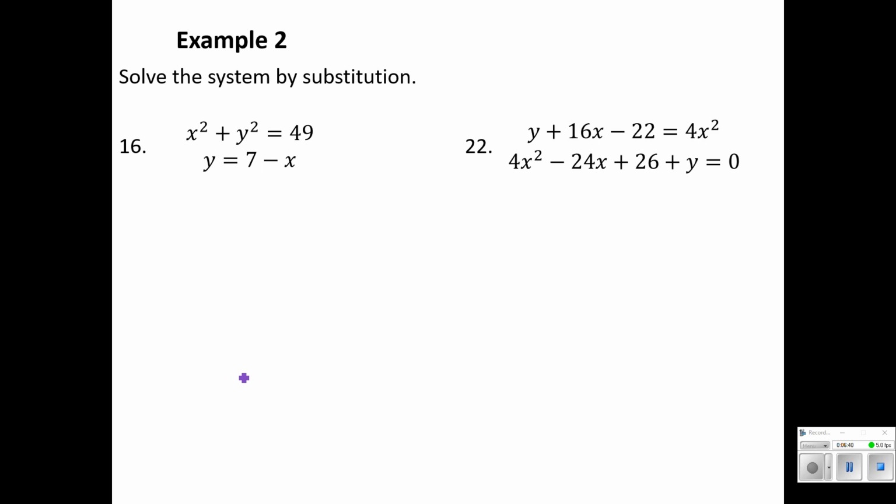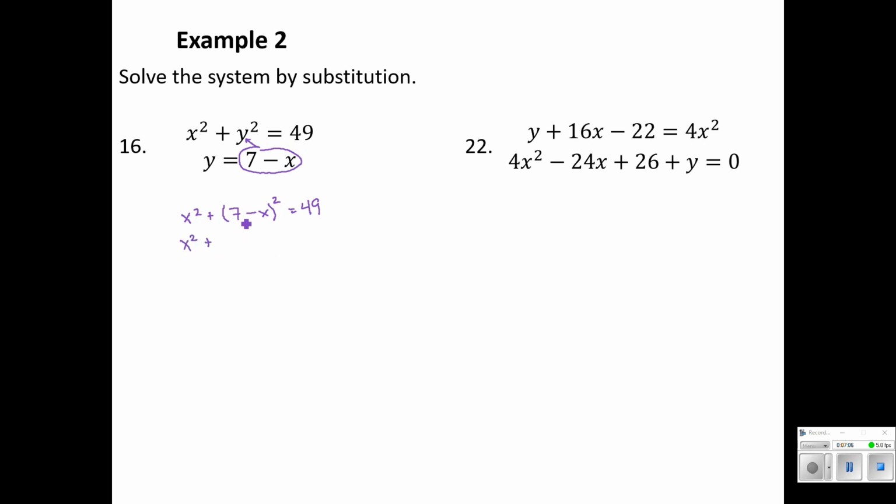Example 2 here, solved by substitution. In number 16, they have blessed us with this second equation that says y equals 7 minus x. So I'm going to plug that in to the equation up above. So I've got x squared plus, not y, but all of 7 minus x, that quantity squared, equaling 49. And by substituting, now you see x is the only variable that I have.